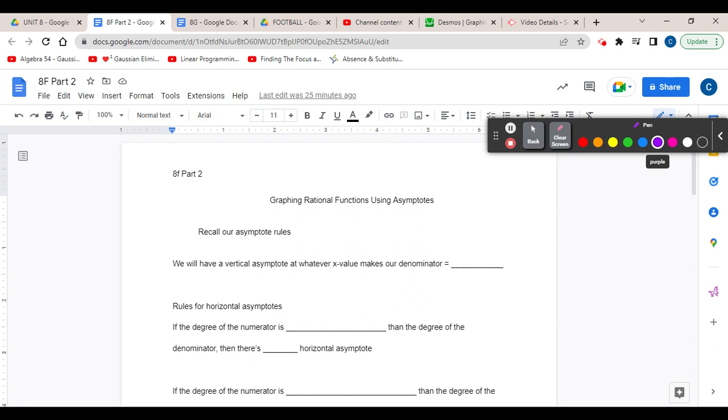So, vertical asymptote is going to be whatever x value makes our denominator equal to 0. Okay? Because again, a vertical asymptote is going to make our denominator equal to 0. We can't solve for 0, and therefore we cannot cross that vertical asymptote because crossing that thing would make it equal to 0.